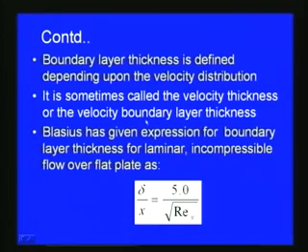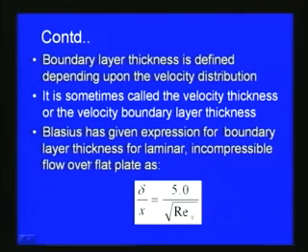So, as I mentioned, the boundary layer thickness is defined depending upon the velocity distribution. It is sometimes called the velocity thickness or the velocity boundary layer thickness. We have already seen that we have defined the boundary layer thickness with respect to the velocity only, so due to this fact it is called the velocity thickness or the velocity boundary layer thickness.